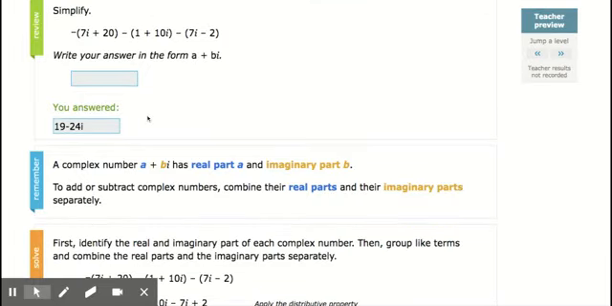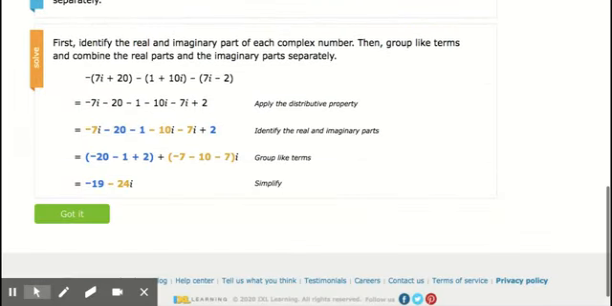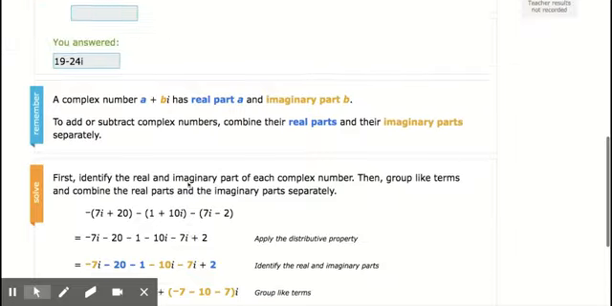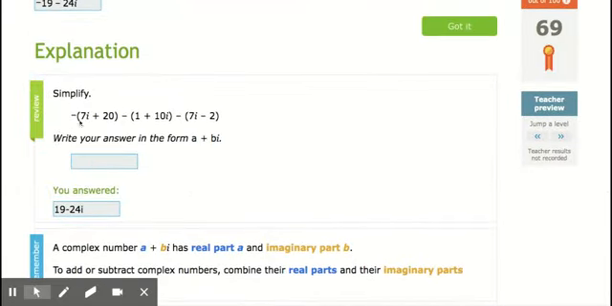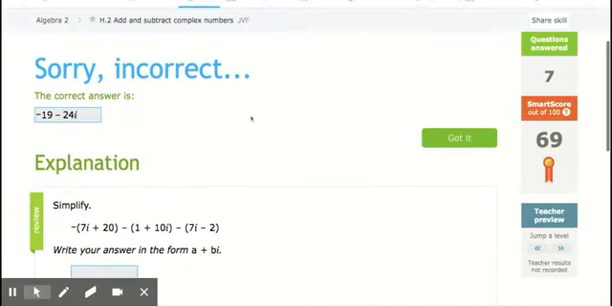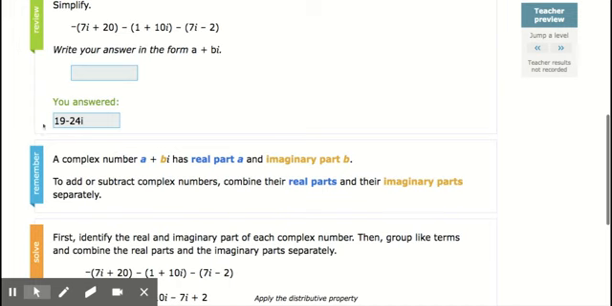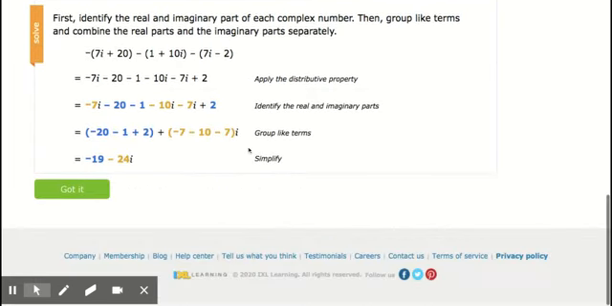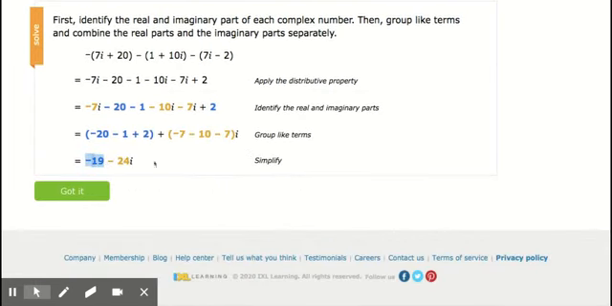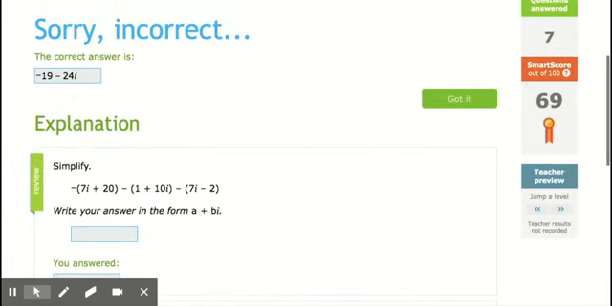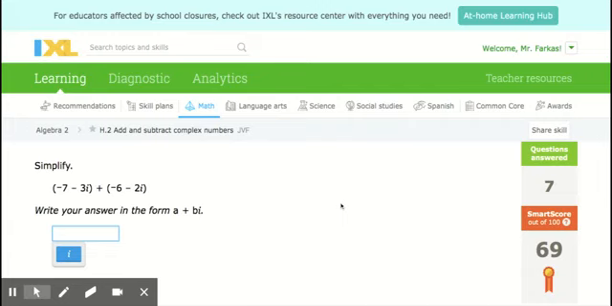Let's see what happened. Oh, I think I wrote it. I just forgot to write it at the end. Okay, let's make sure that we learn from our mistake, and we make sure that we include the negative sign if we've had it throughout. Got it.